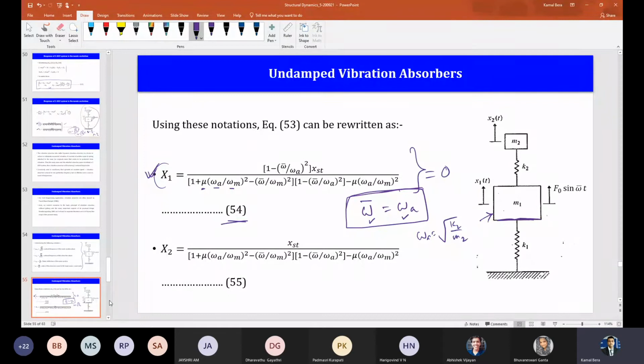And in that case, what is the amplitude of the second mass? So I can substitute omega bar equals omega A here. So this is actually getting 0. So I will get the expression for x2.